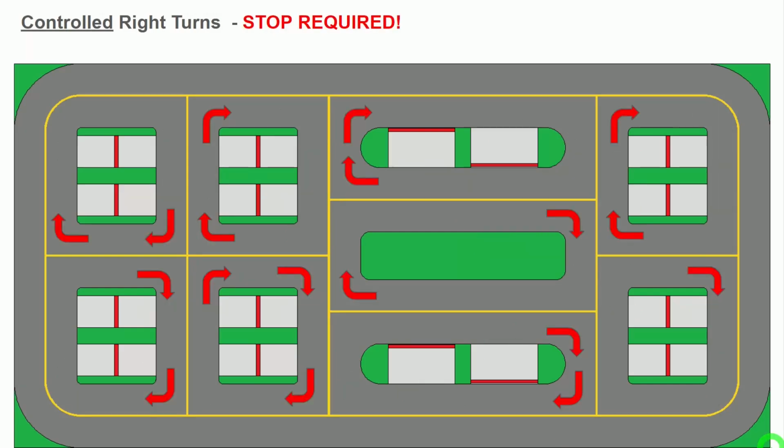These are controlled right turns. A stop is truthfully required in that, for example, this turn here. It's going from one road entering into the middle of this entire road here. And that's true of every one of these turns here.